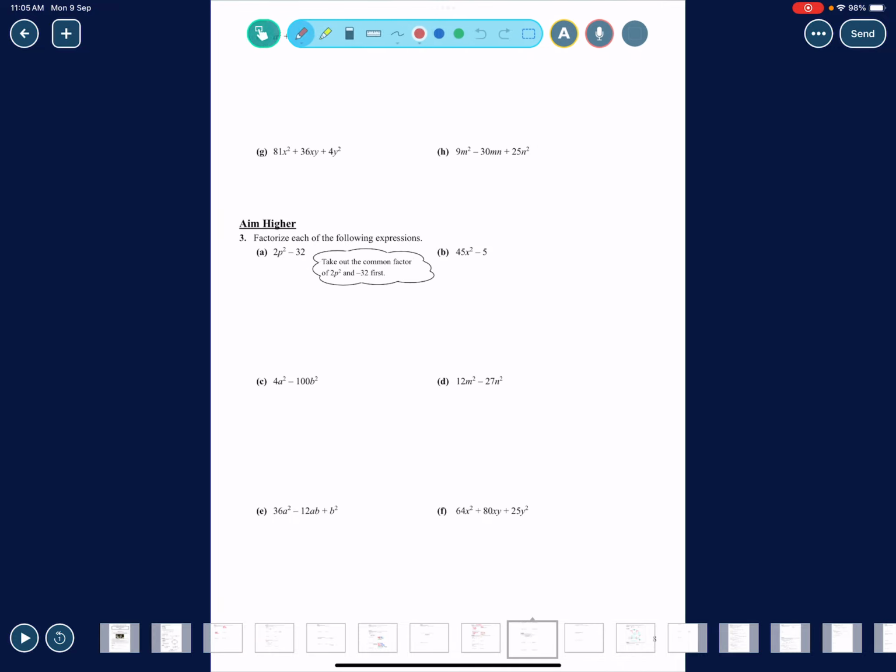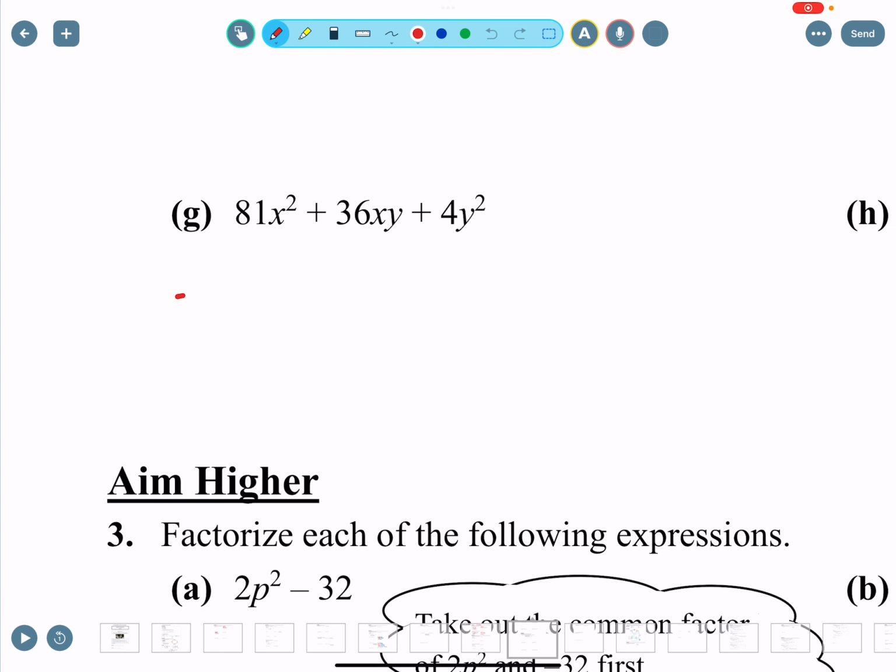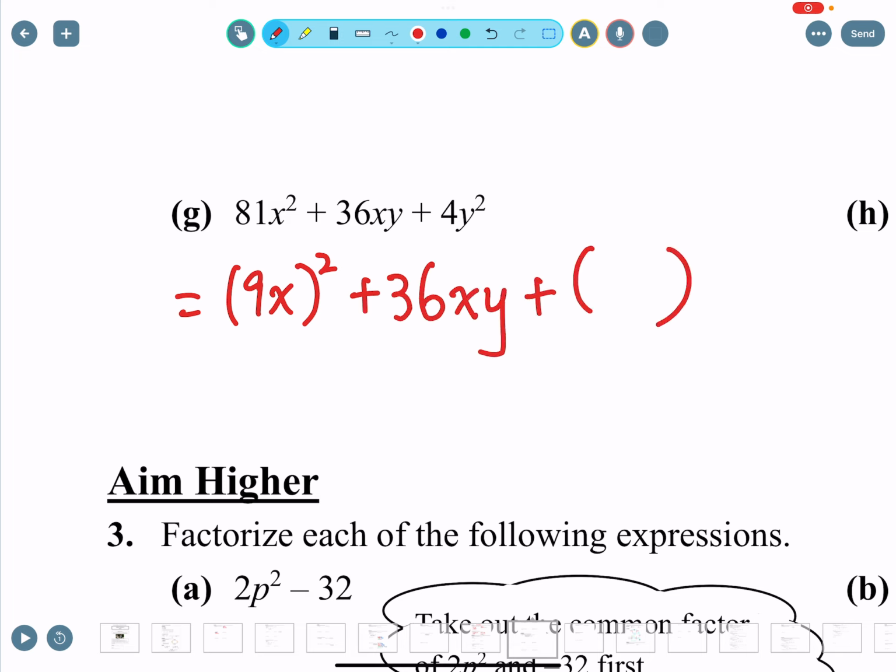Maybe I'll go through one more. So let's say it looks like this, right? If it's 81x squared, 81 will become 9 squared, and then x becomes x squared. So 9x is inside the bracket with a square outside, plus 36. You're basically taking out the square at once. Sorry, 4 and y squared can be changed to square root of 4. Square root of 4 will be 2. y squared will be y squared.